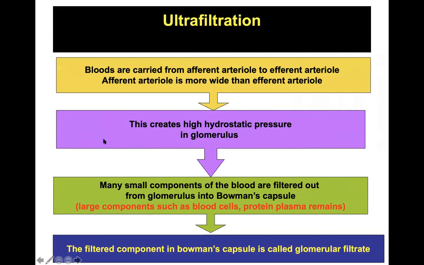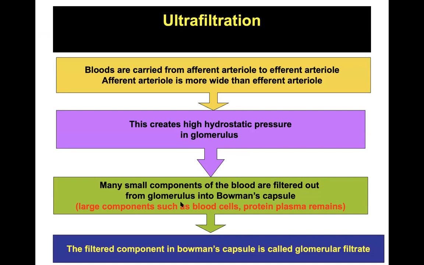So this is the note for you. I hope you guys can copy this one. Basically, if you notice, it says that many small components of the blood are filtered out from the glomerulus to the Bowman capsule. Examples of small substances that will be filtered out are water, urea, glucose, fatty acid, glycerol, and so on. Why? Because they are small in size.